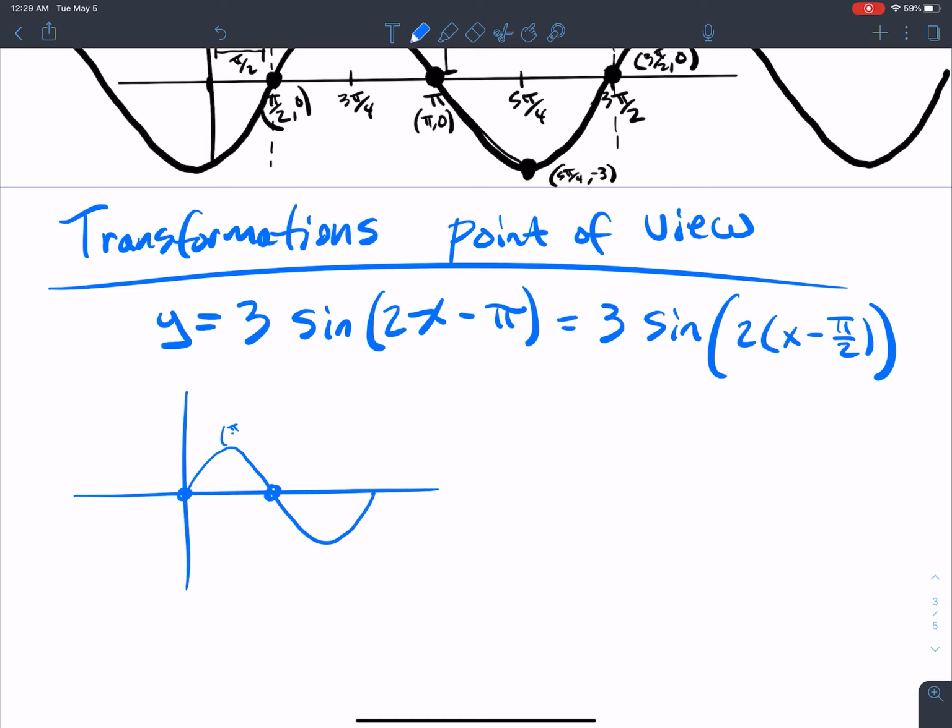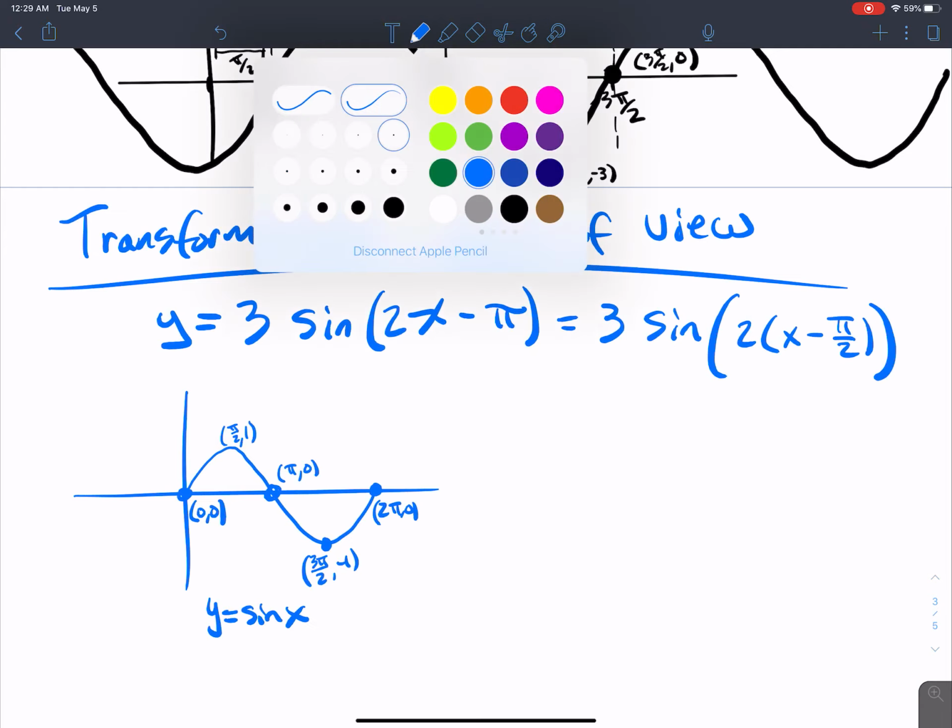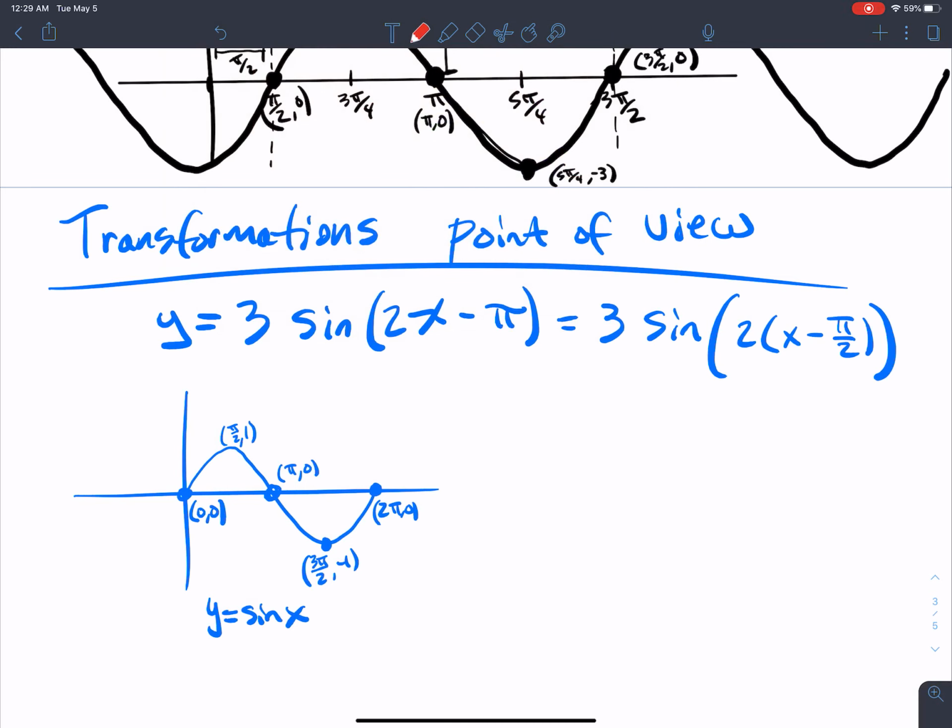So pi over 2 comma 1, pi comma 0, 3 pi over 2 comma negative 1, 2 pi comma 0, 0 comma 0, right? Okay, this is y equals the sine of x. Now, what am I going to do first?